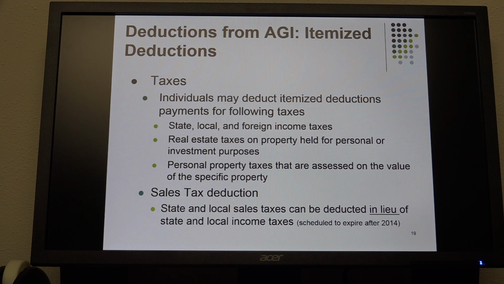Sales tax deductions. State and local sales taxes can be deducted in lieu of state and local income taxes. Now it says it's scheduled to expire after 2014, but I bet you, and I haven't checked this, that that's been extended through 2015. But anyway, what's the catch here? Well, you definitely have to keep a lot more records. Of course, here in Oregon, we don't have sales taxes, so it's not even an issue.